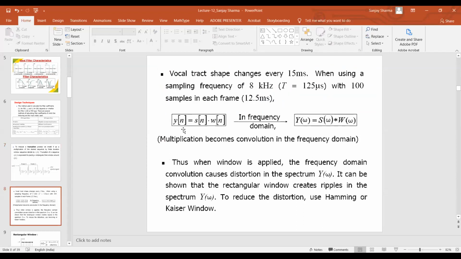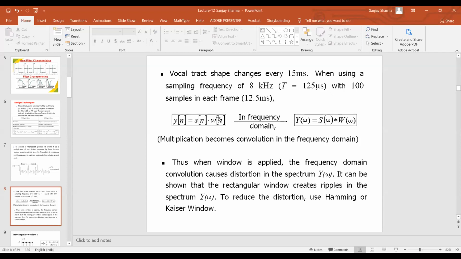So what I do is, y[n] is the output signal, s[n] is the input signal. I multiply the input signal with a window function. But this is in the time domain. The speech signal or any input signal is multiplied with the window function and you get an output function. Multiplication is done in the time domain.